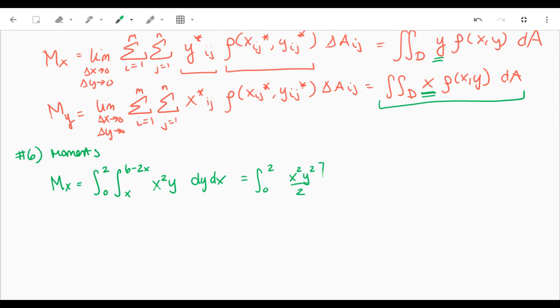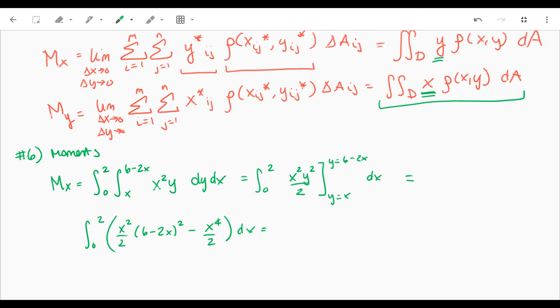And evaluate it from y equals x to y equals 6 minus 2x. And then we'll have, let's see, let's do it x squared. I'm trying to think of how I want to simplify this. Let's do x squared over 2. We'll just go with it. That'll be x to the 4th over 2.